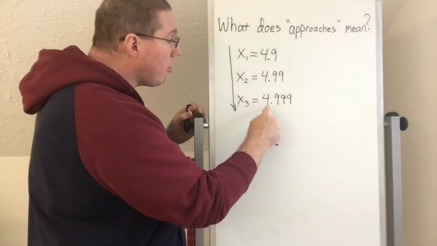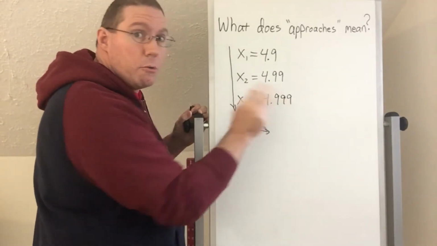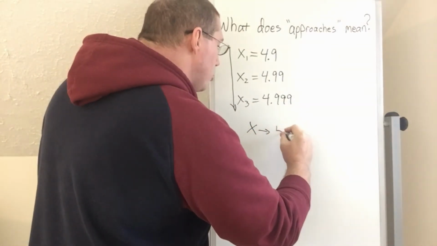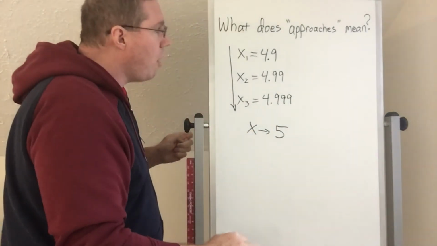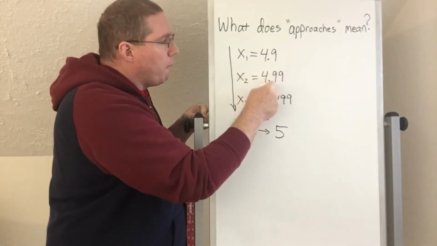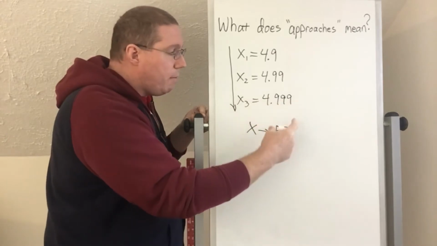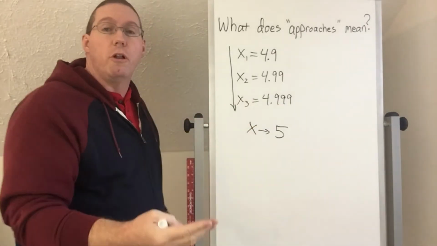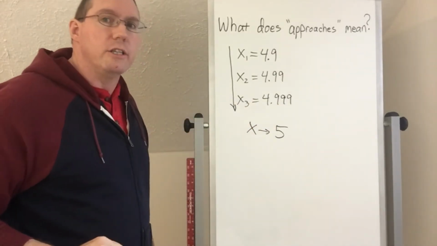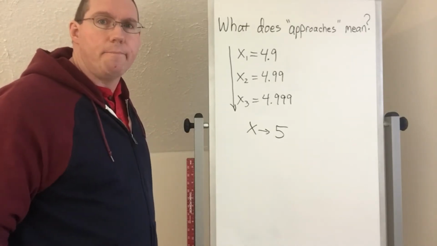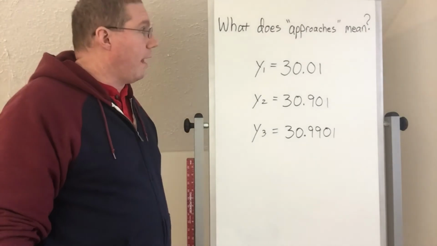Okay, well, it looks like, what's 4.999 really close to? It looks like it's getting closer and closer to 5. So if we go 4.9, 4.99, 4.999, what do you think the next number is going to be? It's going to be 5. We're getting closer and closer to 5 without actually touching 5. Okay, let's do a couple more examples just like that. Okay, let's try this one now.